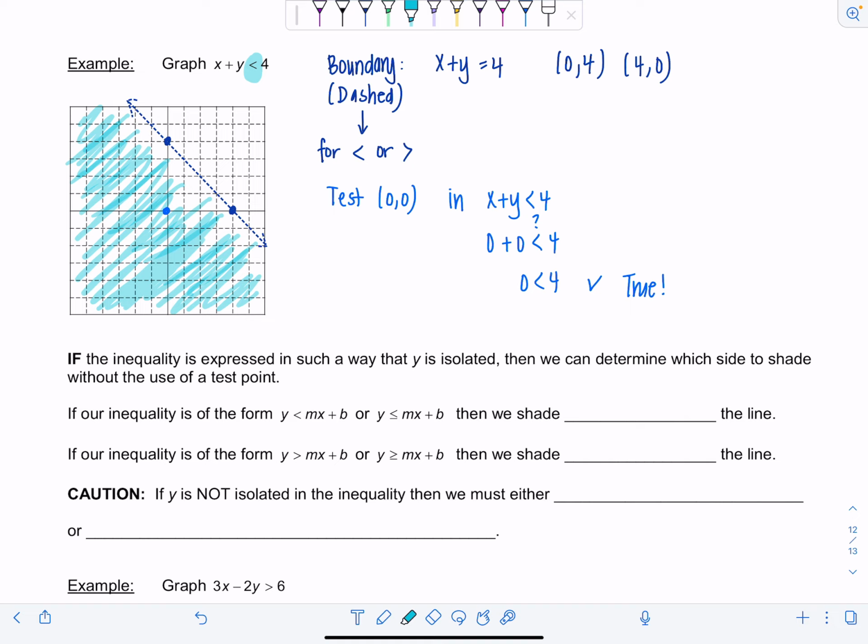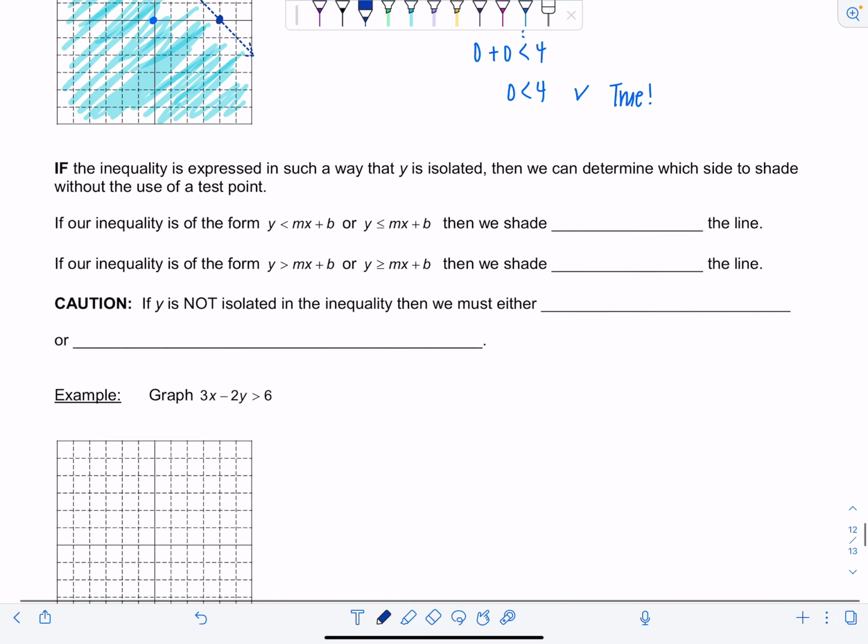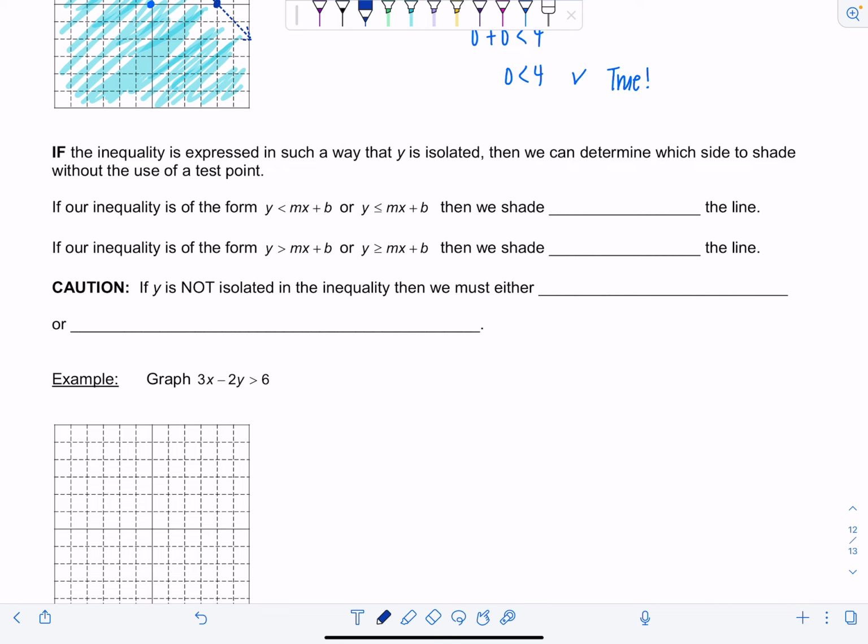If our inequality is of the form y is less than mx plus b, or y is less than or equal to mx plus b, then we shade, what do you think? All of our y values need to be less than the line. We're going to shade below it. If our inequality is of the form y is greater than mx plus b, or y is greater than or equal to mx plus b, then we shade above the line.